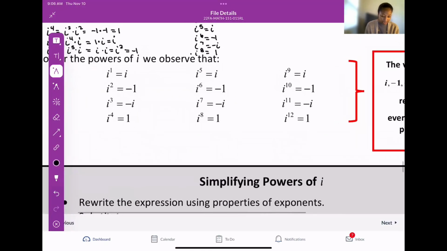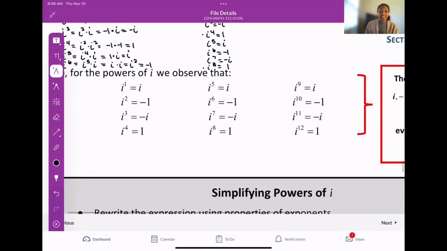Here, it's written a little bit nicer, in a nicer font. So i to the 1st power is i, i to the 2nd power is negative 1, i cubed is negative i, i to the 4th is 1. Every multiple of 4, i to the 4th, i to the 8th, i to the 12th, i to the 16th, i to the 20th, i to the 24th, i to the 28th, i to the 32nd, all of those will equal 1, okay? Every number that you divide by 4 and get a remainder of 1, so like 9 divided by 4, that's 2 with a remainder of 1.